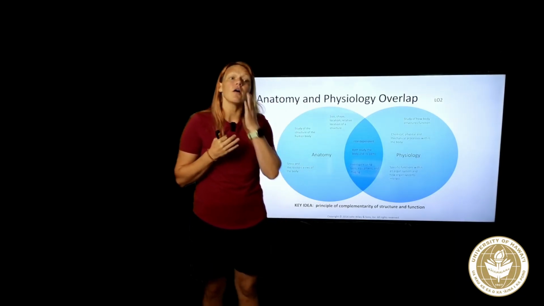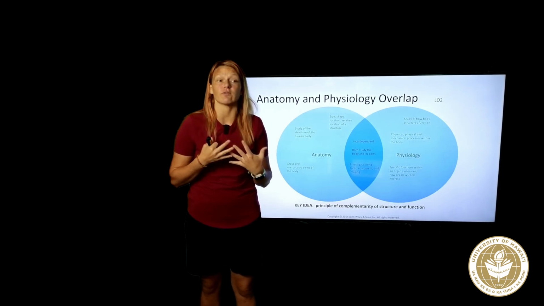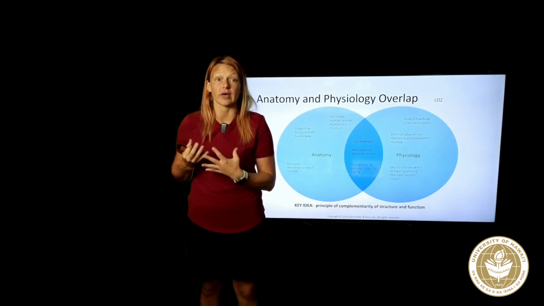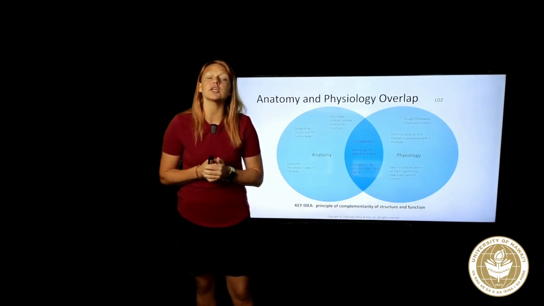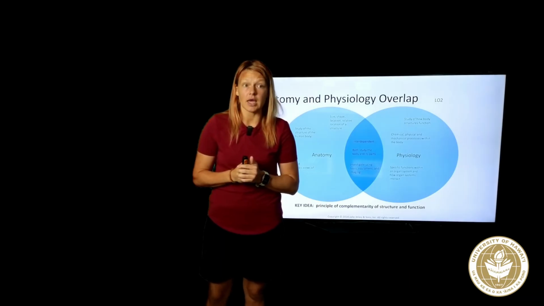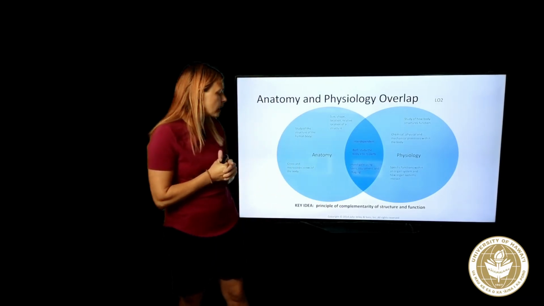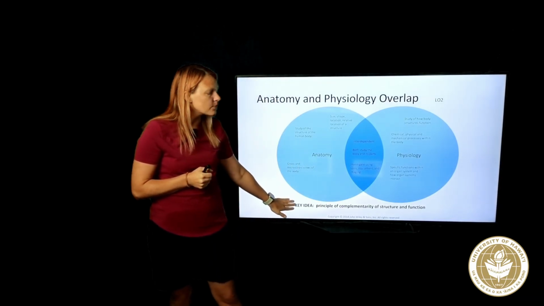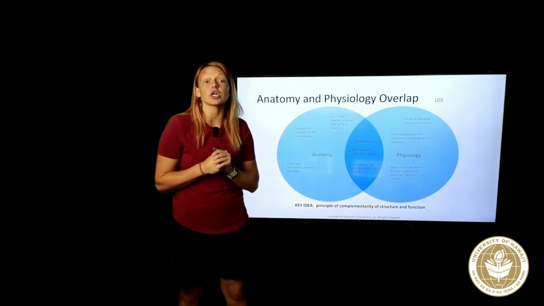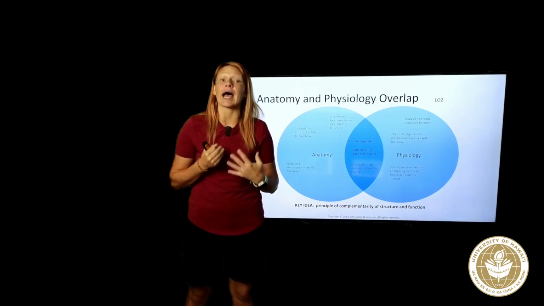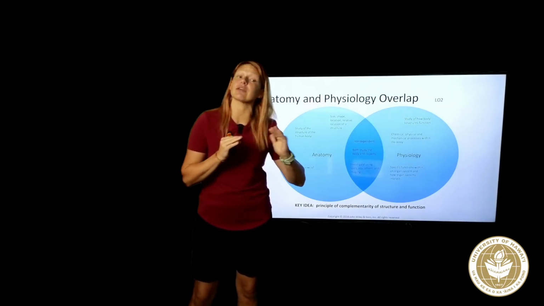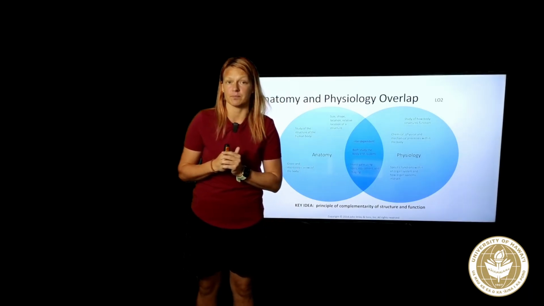Because again, function is always going to reflect structure. So the physiology is going to depend on the anatomy. What a structure can do depends on its specific form. And this is known as the principle of complementarity of structure and function. So again, anatomy affects the physiology, and physiology is a reflection of the anatomy.